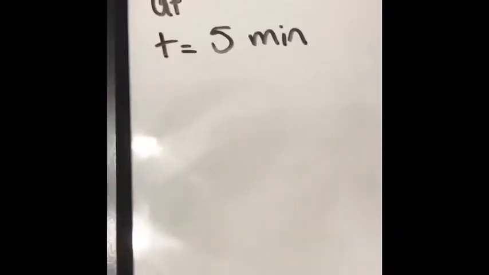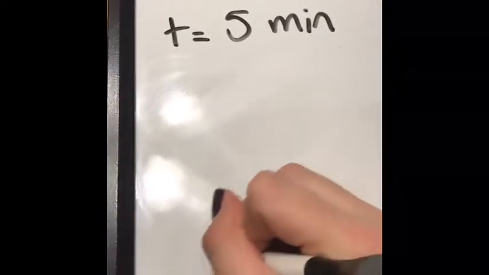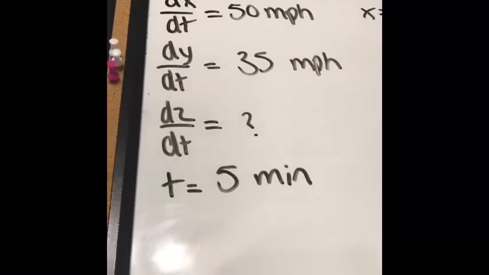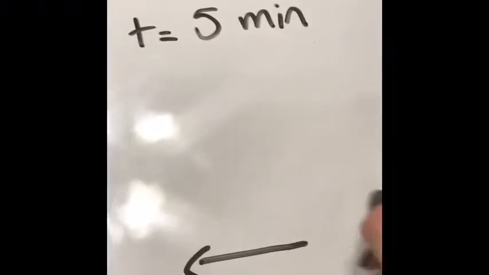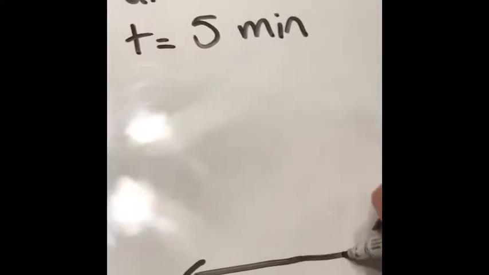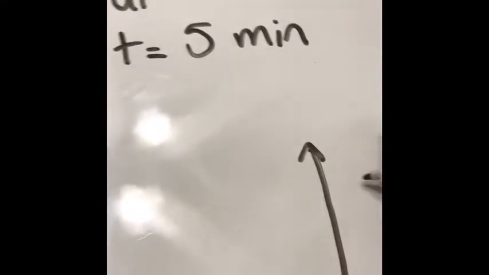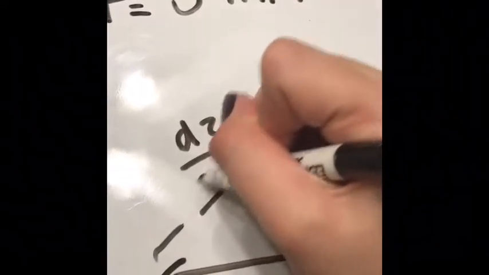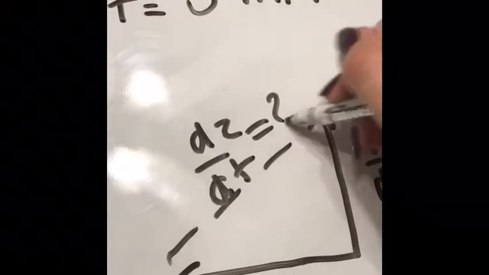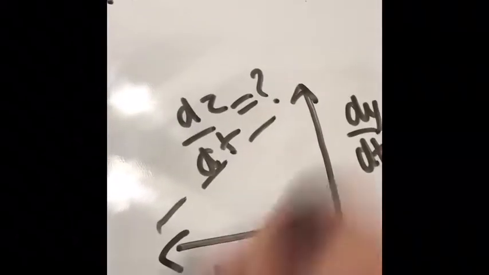Next, we are going to draw a diagram so that we can visualize the problem. So if Emma is driving 50 miles per hour going west, and Zach is driving 35 miles per hour going north, then this is what our triangle would look like, and we're trying to find the rate at which these two vehicles are changing.